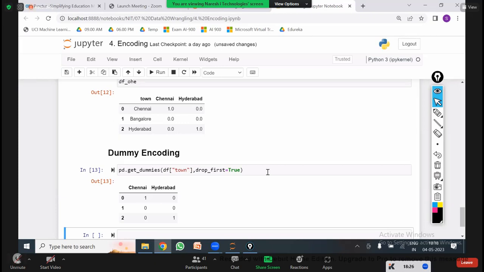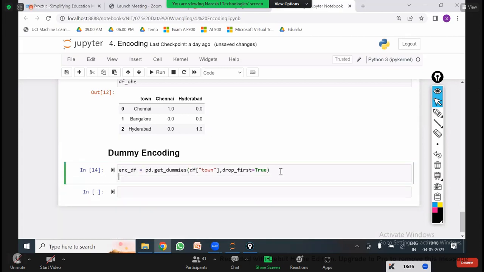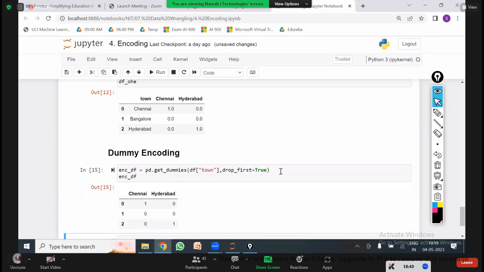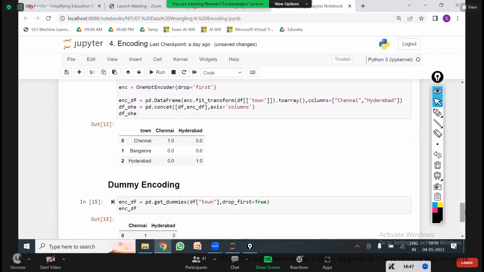I don't need to convert to an array and then to a data frame like before, because it is already a data frame. pd.getDummies is pandas by default. So this one also you have to store in the encoded df, and after that you have to concat. Similarly, how we concatenated here, in the same manner we can concat this one also. Right? Clear, guys? So that is one hot encoding.